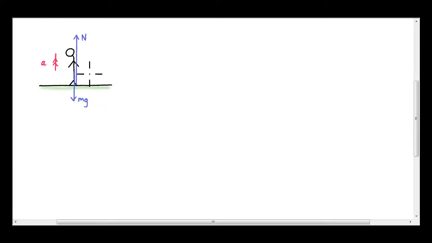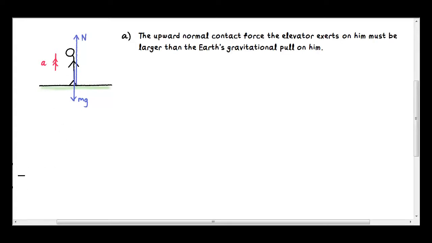To answer part A, there are only two forces acting on the man: the downward gravitational pull and the upward normal contact force which the floor of the elevator exerts on the man. The gravitational pull is of course fixed in magnitude. It's not going to change whether the elevator is going up, down, or whatever. So if the man is accelerating upwards, it must mean that the normal contact force is larger than the weight.